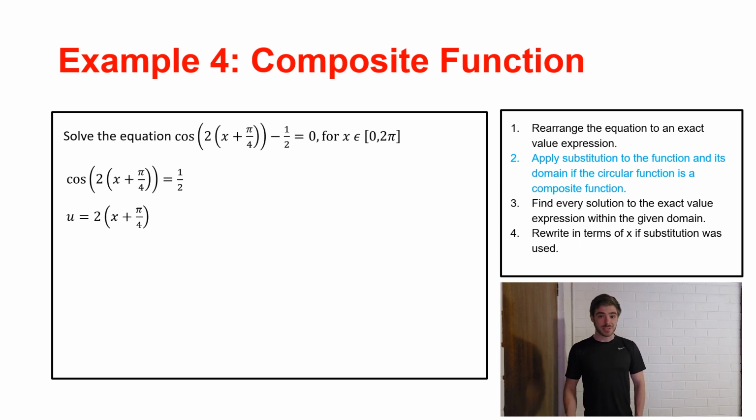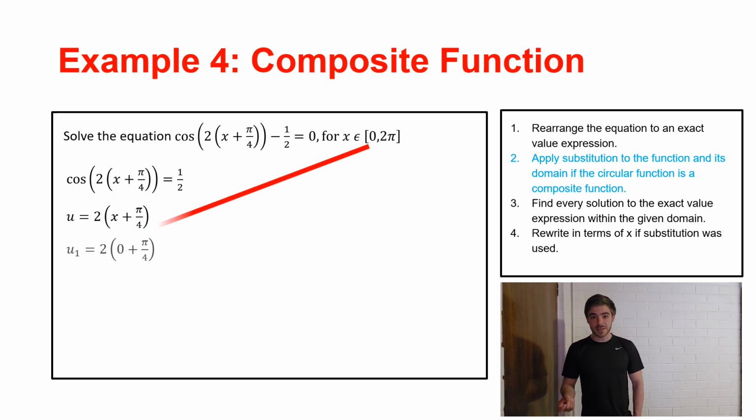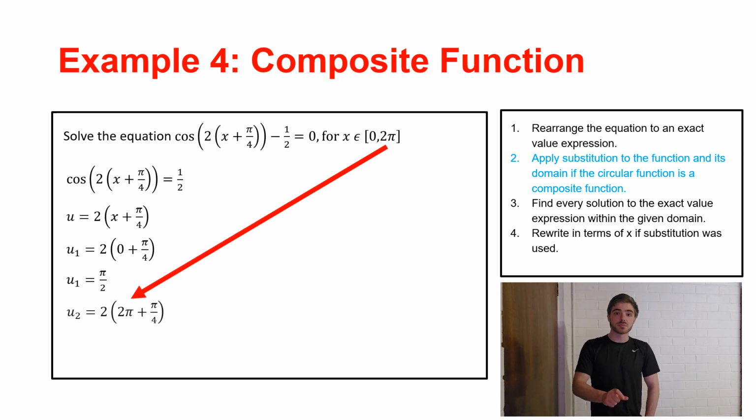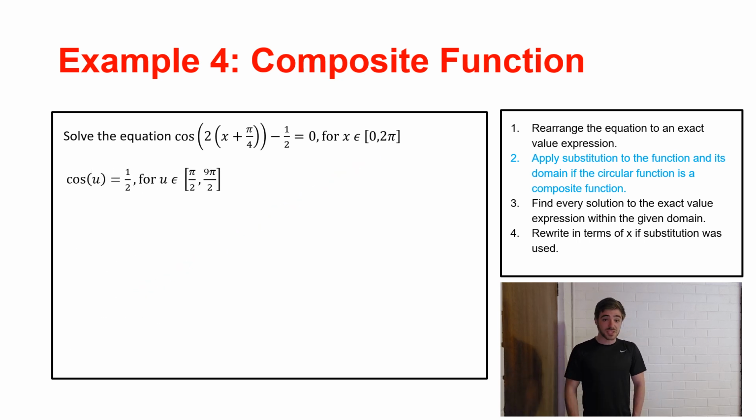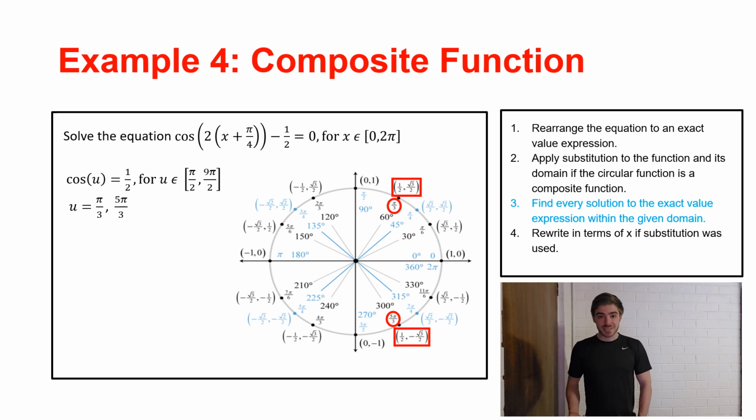We do this by subbing in the x values of our old domain into that u equation to convert them to u values. This will give us a new domain purely in terms of u. From here, we just move on to solving the circular function. In this case, we're looking for where cos is equal to a half. Within one revolution, we can see that our angles could have been either pi over 3 or 5 pi over 3. But our domain is larger than a single revolution.